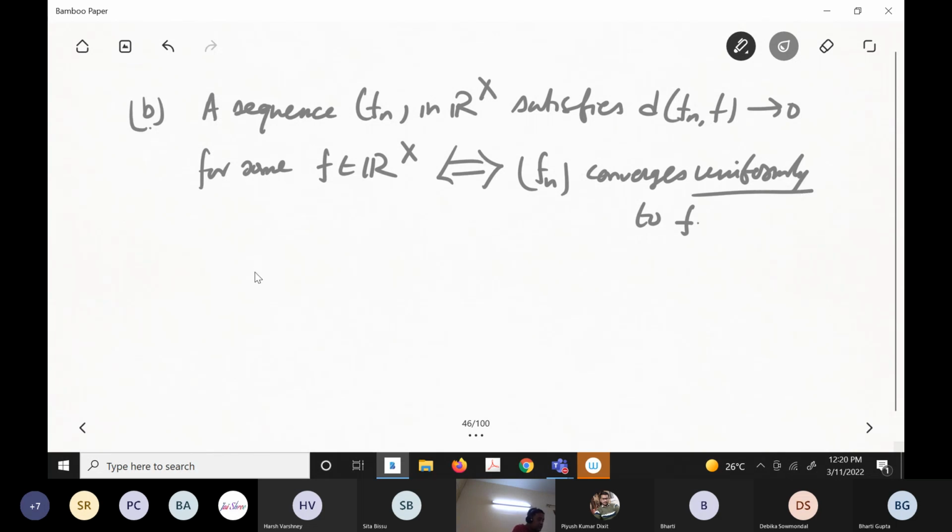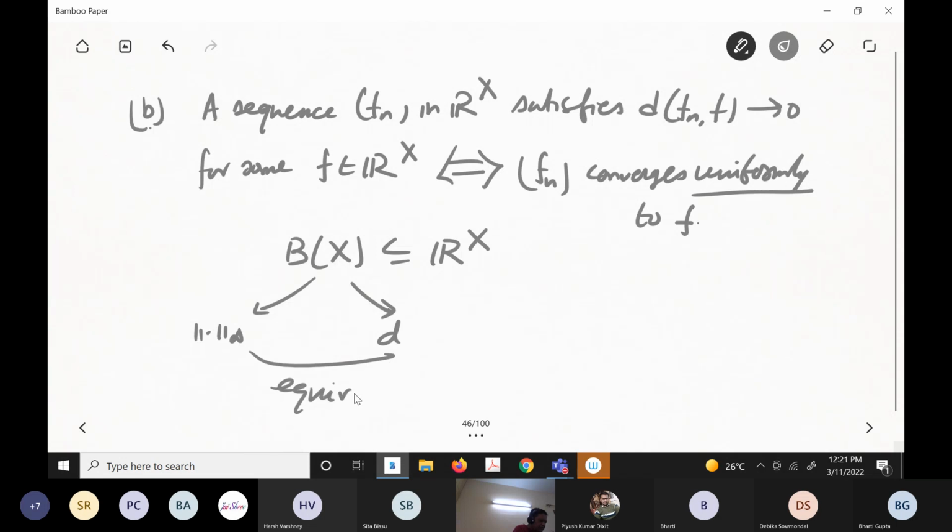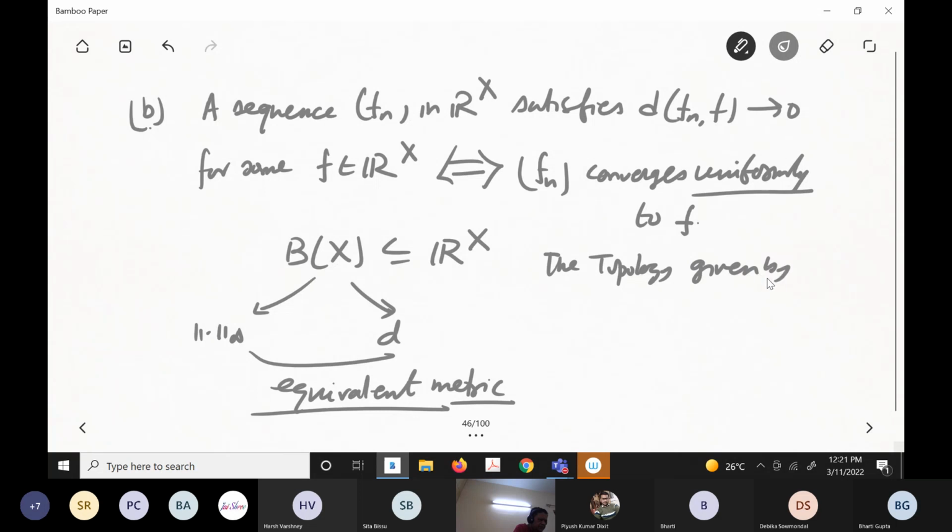When you take a collection of bounded functions, B_X inside R to the power X, you have the metric given by the supremum and also this metric D. Of course, you can check they are equivalent metrics, so the topology will be the same. The topology given by D or by the supremum metric is called the topology of uniform convergence.